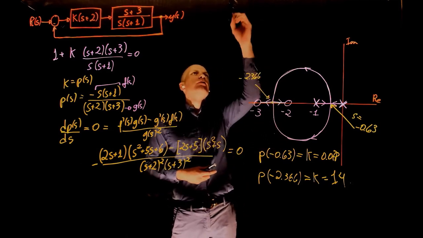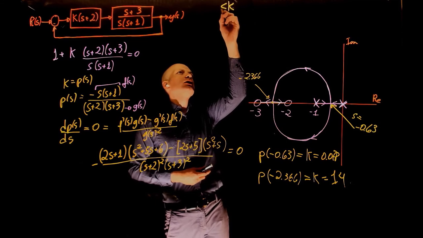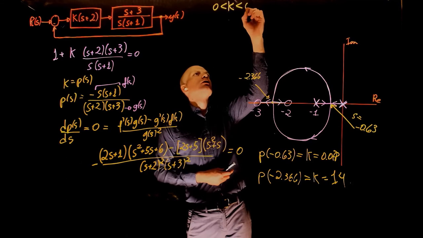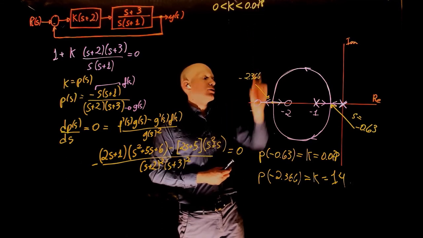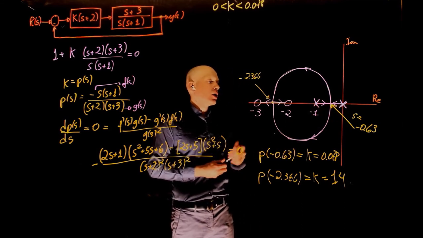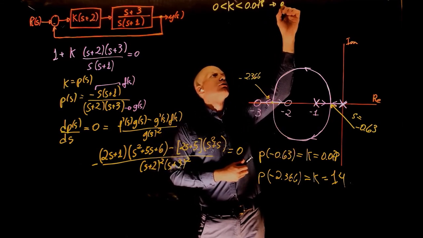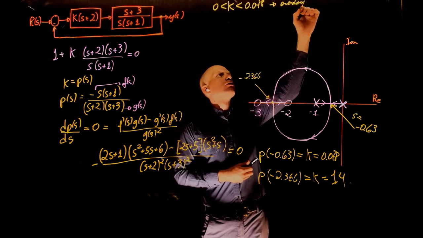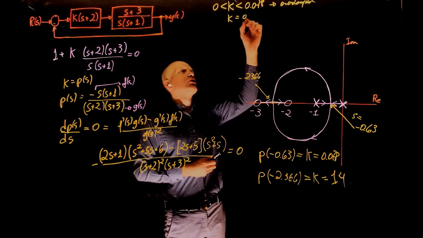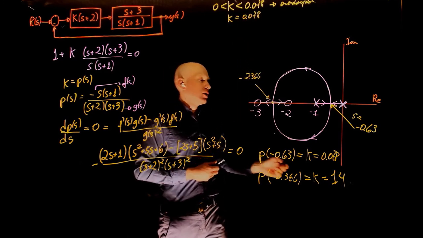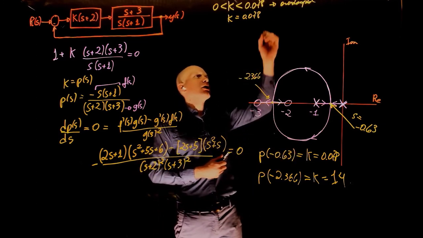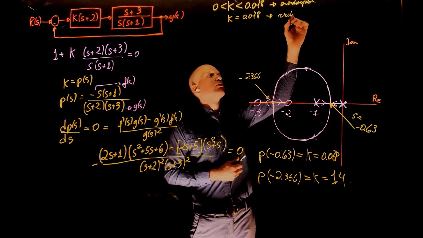What can we conclude now? When K is greater than 0 and smaller than 0.078, the poles are here. The system is overdamped. When K equals to 0.078, now the poles are right there at the breakaway point, the system is critically damped.